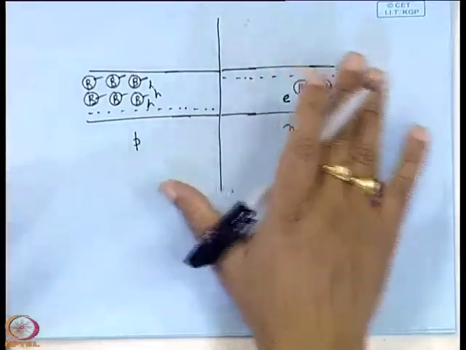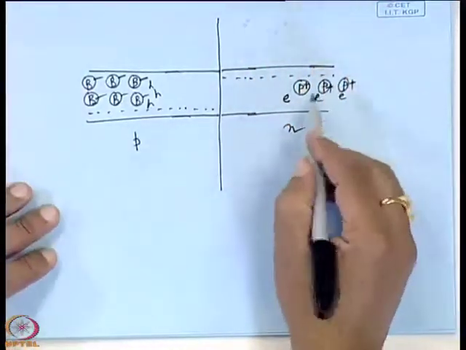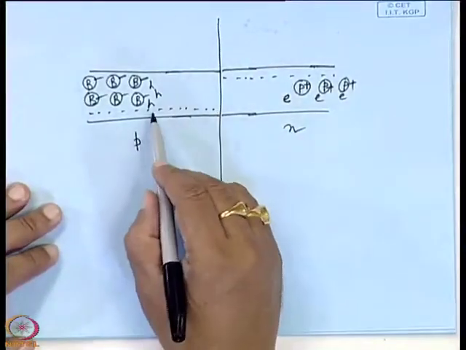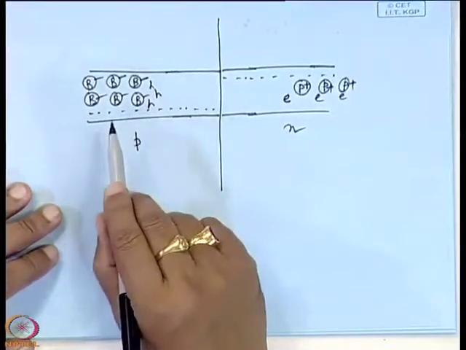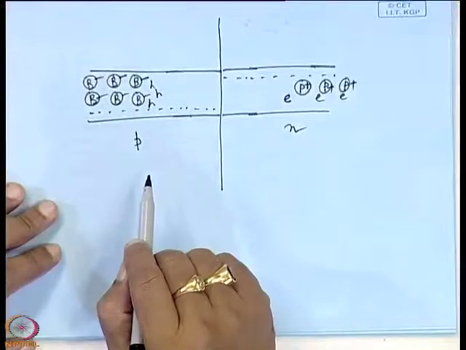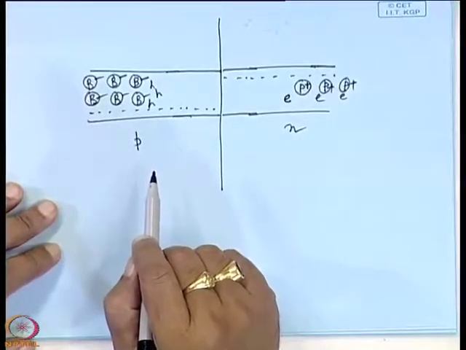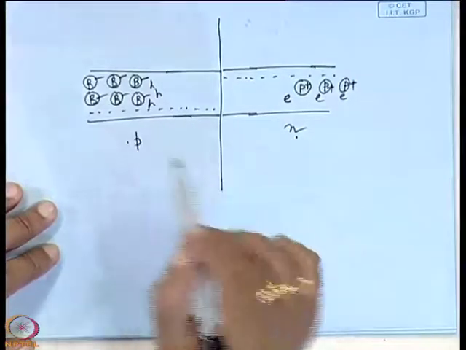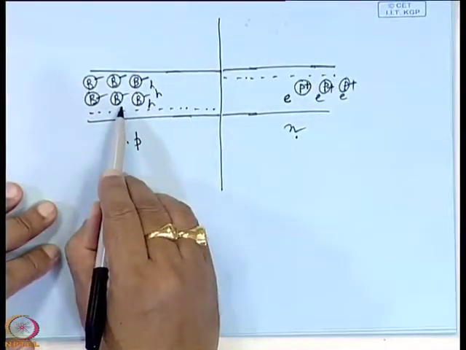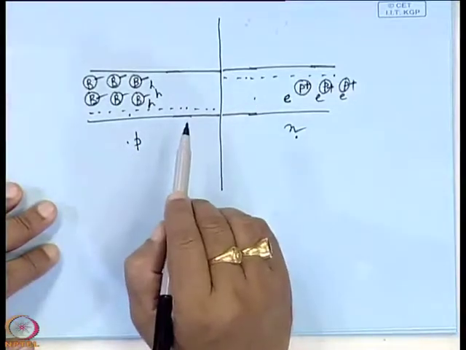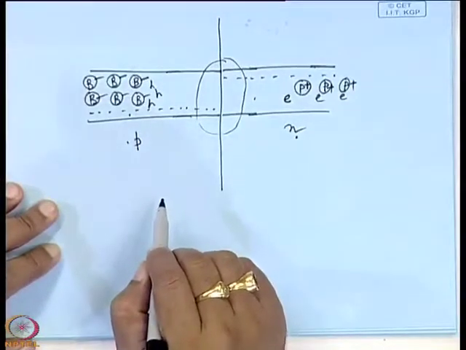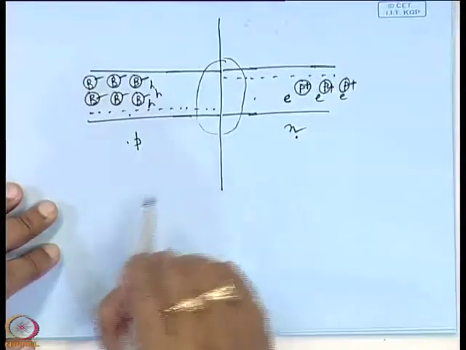So, in this diagram, you see that the electrons are the majority carrier on the N side and holes are the majority carrier on the P side. So, what you have suggested is that there will be diffusion of charges from the higher concentration region to the lower concentration region. That means electrons will move from N side to P side and holes will move from P side to N side, and very near to this metallurgical junction they will recombine.